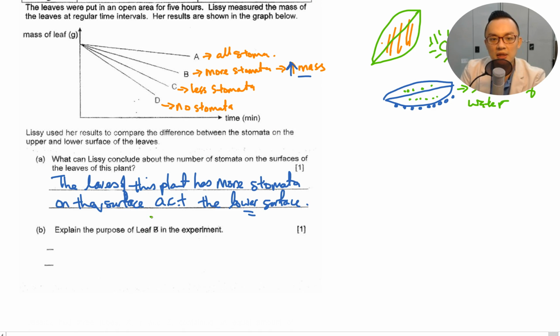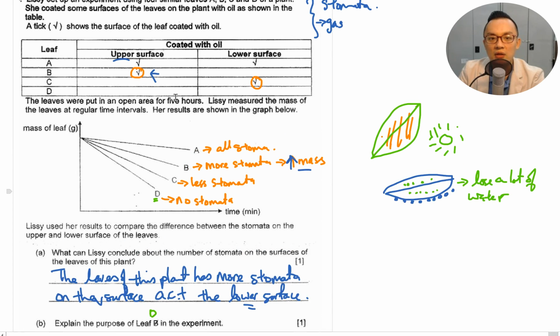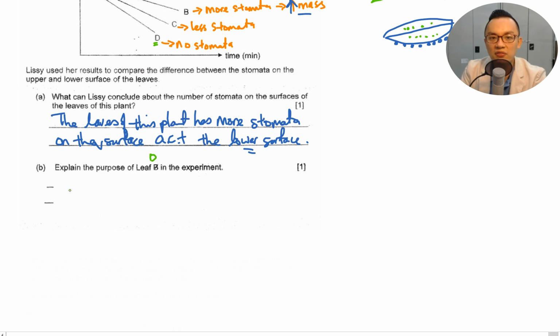Explain the purpose of leaf D in this experiment. Okay, if you look at leaf D, there is no oil at all. So the purpose of leaf D, and you always find this in an experiment, where there'll be one part where nothing is happening to it, is that it serves as a control for the experiment.